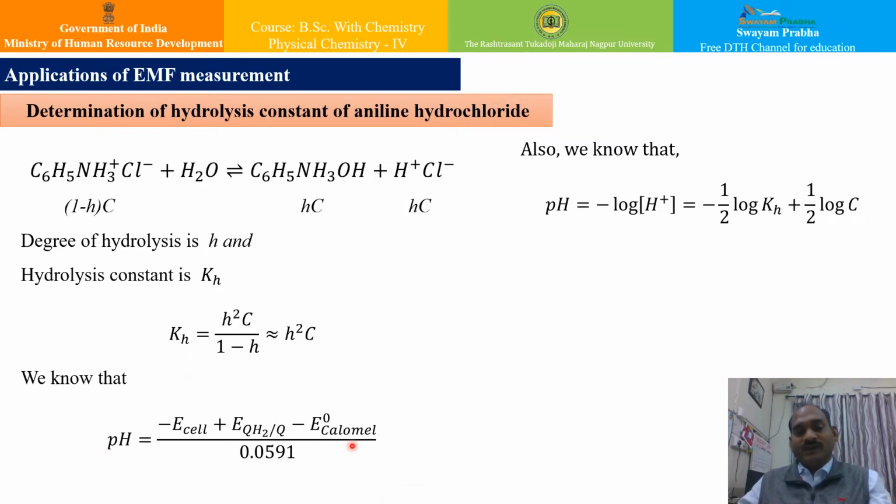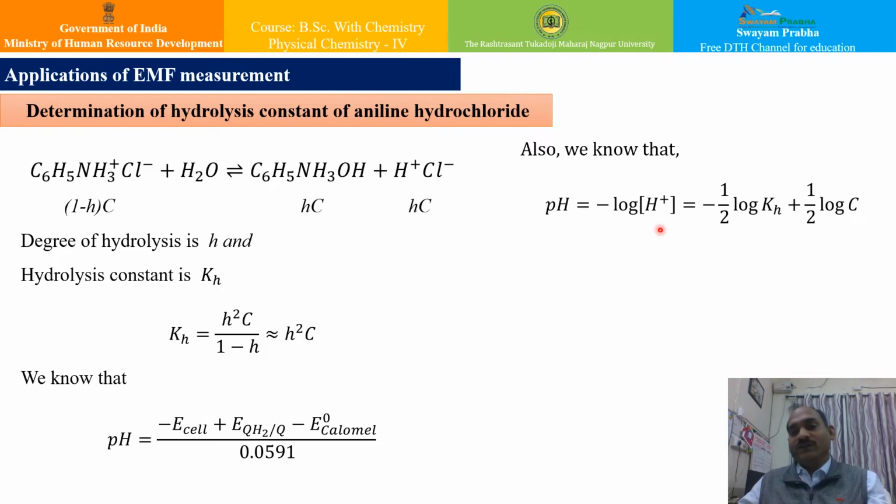Now, for different concentrations of aniline hydrochloride, I can measure the EMF of this particular cell. I know the EMF of the quinhydrone electrode, and I know the EMF of the standard calomel electrode, and using these values I can find out the pH. Using the relation between pH and hydrolysis constant, I can find out the hydrolysis constant, because I know the concentration as well.